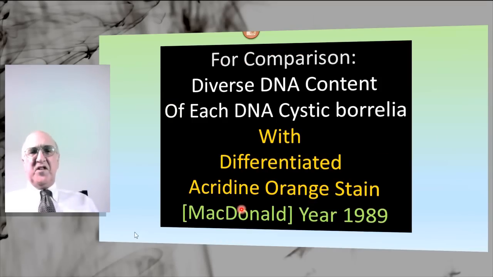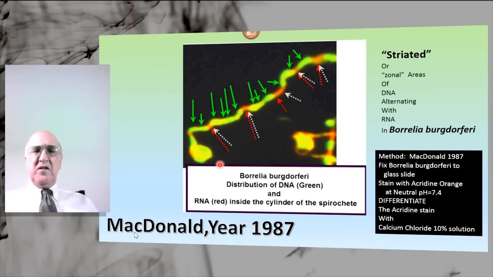For comparison, the diverse DNA content will now be presented using the acridine orange stain, which I developed in 1989 to show how the spirochete, which is the form that we all recognize, segments and forms what I call a striated or striped pattern, like a barber pole, which has DNA in green or yellow, RNA in red. So DNA, RNA, DNA, RNA, DNA, RNA red, DNA, RNA red, DNA, RNA, DNA, and then a cystic form with both DNA and RNA.